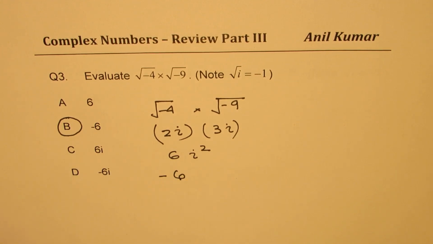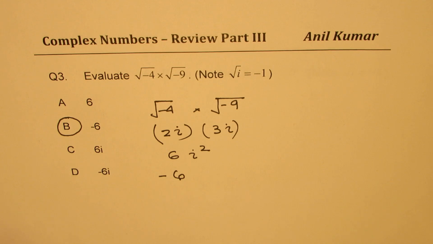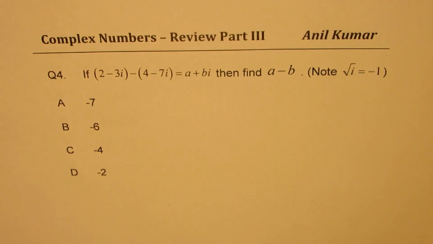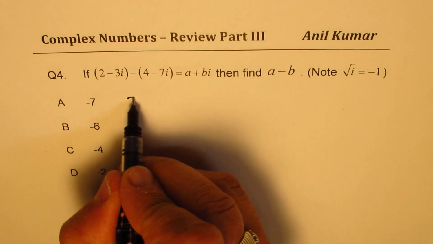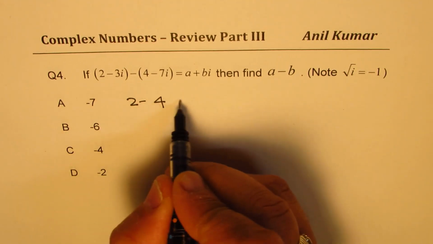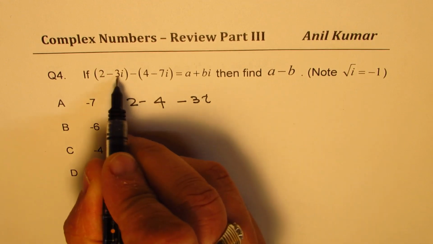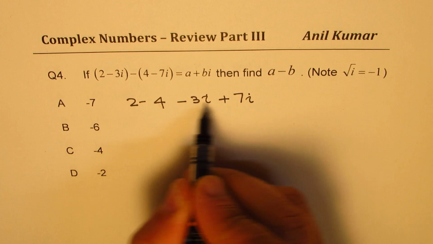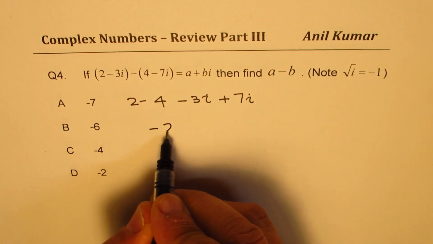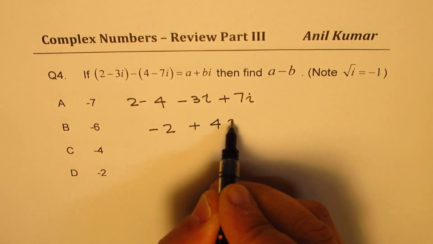So it is a bit tricky question, right? However, with the clear-cut concepts, I think you cannot make a mistake here. Question number 4 is subtract two complex numbers. So basically, we are doing 2 minus 4, and we have minus 3i. And this becomes minus and minus is plus 7i, right? So like terms. So we get minus 2 plus 4i.